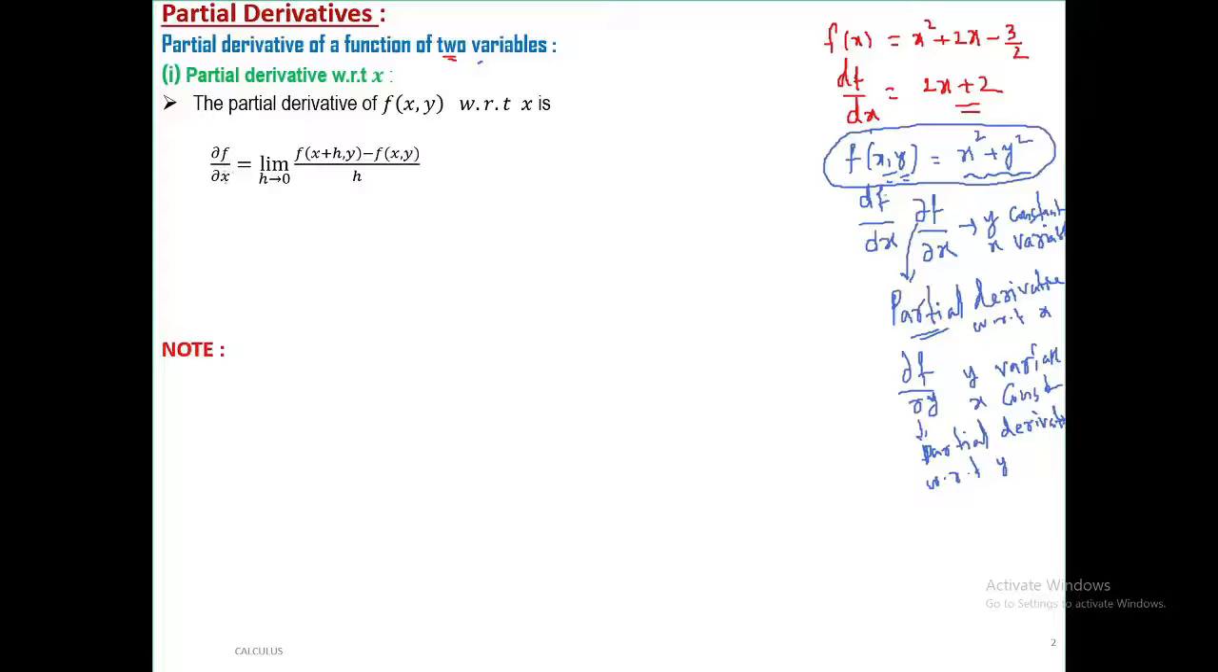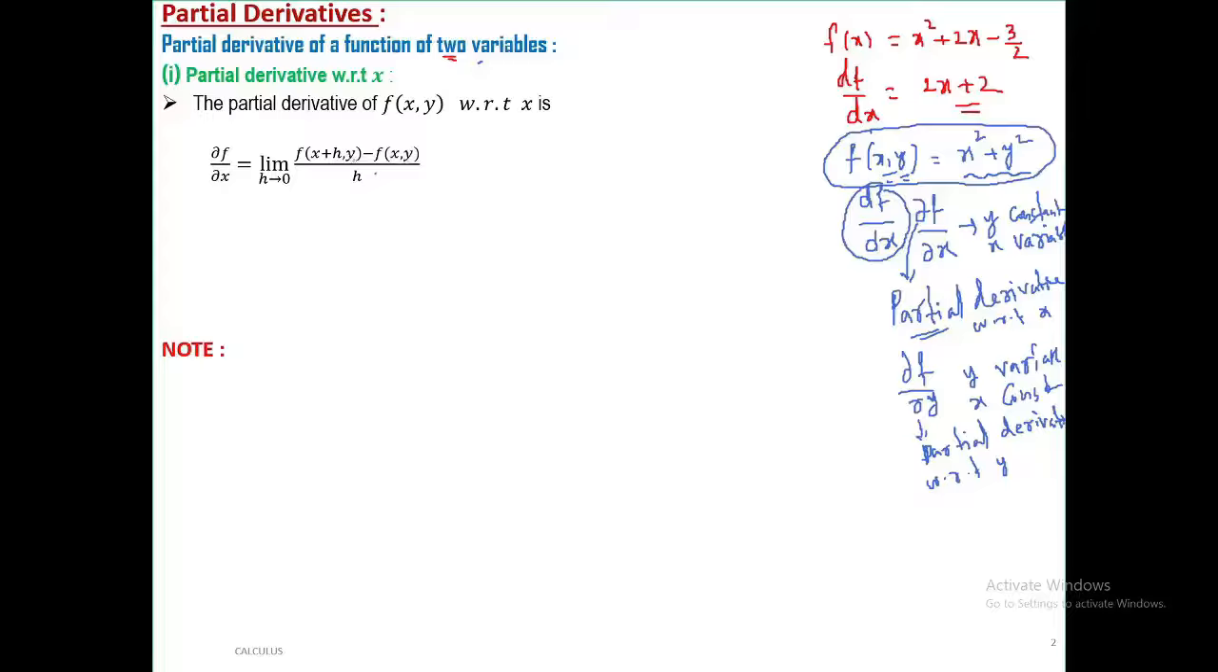df by dx means what? Slope of a tangent. But here dou f by dou x means again the same slope of a tangent in x direction. Same story only. But what is the literal meaning? Geometrical meaning is slope. The literal meaning is rate of change. Rate of change of f with respect to x. That means in the variable x only it is changing, not y. Look, y is constant.